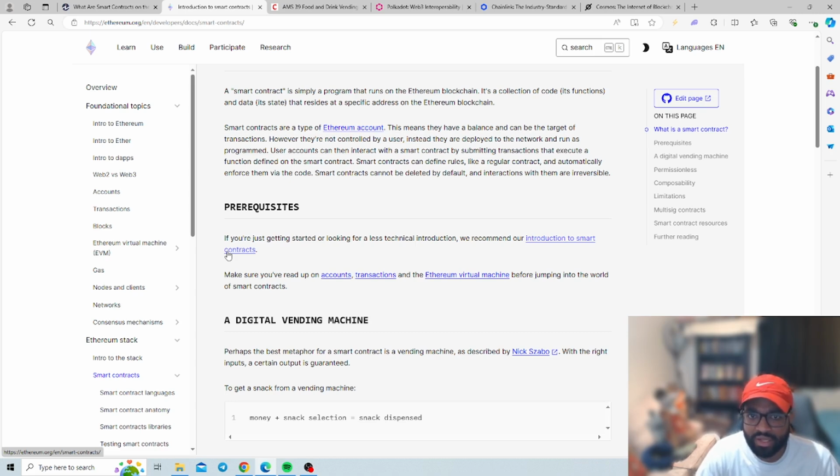Users' accounts can then interact with the smart contract by submitting transactions that execute a function defined on the smart contract. Smart contracts can define rules like a regular contract and automatically enforce them via code. Smart contracts cannot be defaulted, and interactions with them are irreversible.